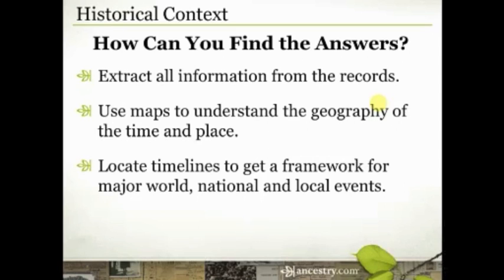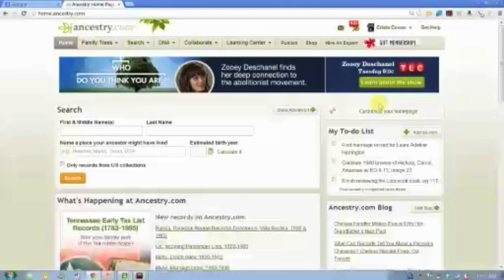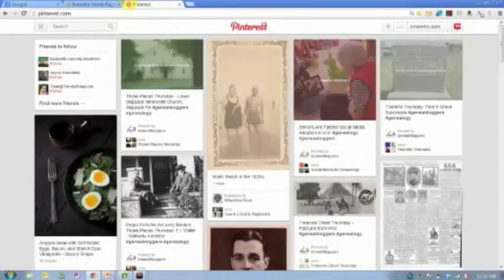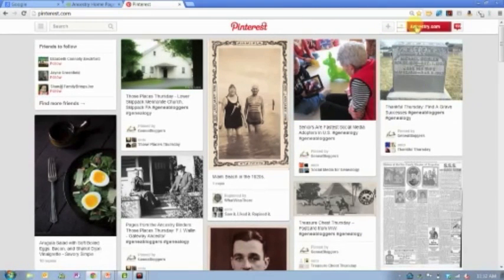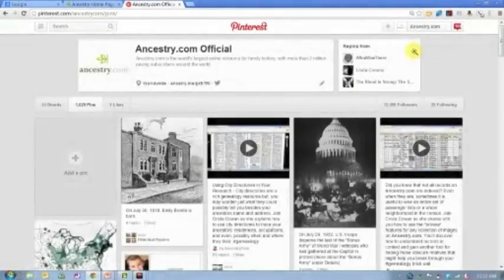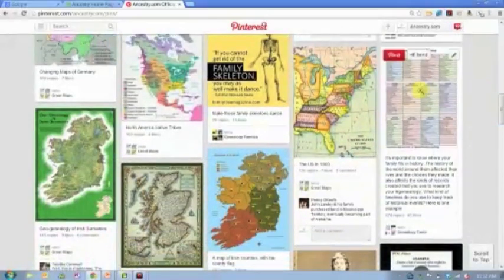That becomes really important. Now, another thing you can do is locate timelines so that you have some kind of a framework to start with for major world, national, and local events. One of the timelines that I've discovered, I actually took and put on the Ancestry.com Pinterest account. So if you go to Pinterest and look up Ancestry.com, you will find all of our pins, and if you just scroll down, you'll find a timeline.